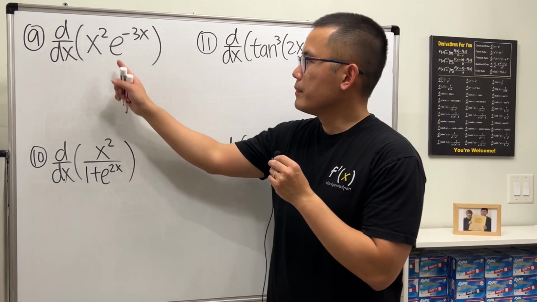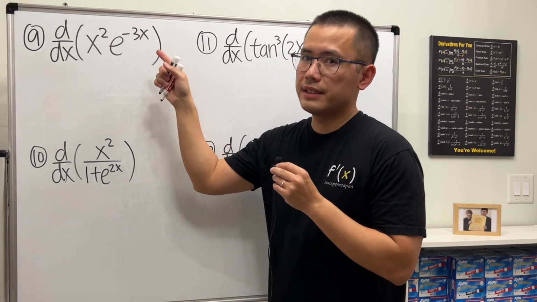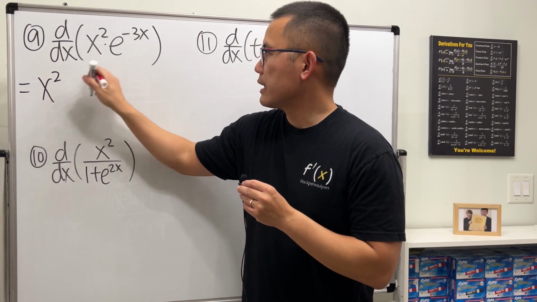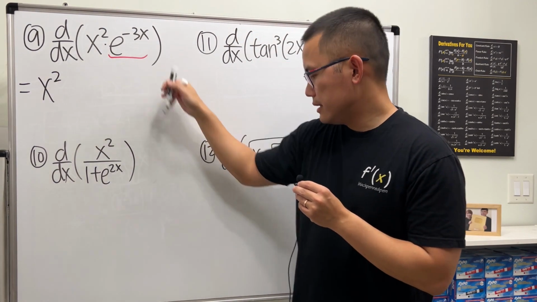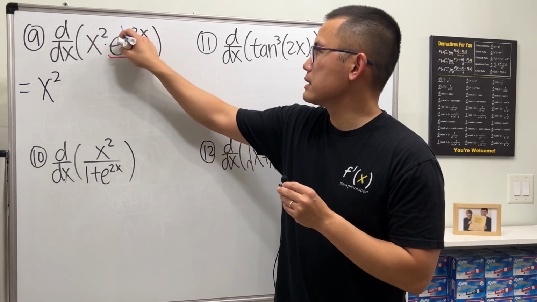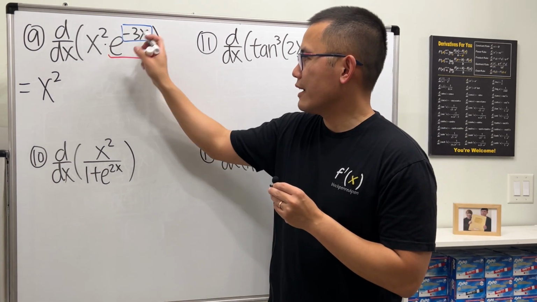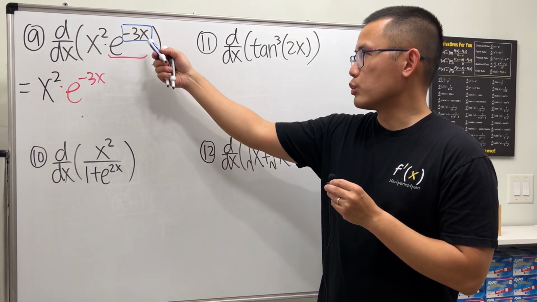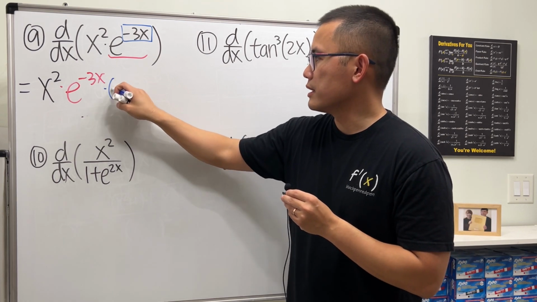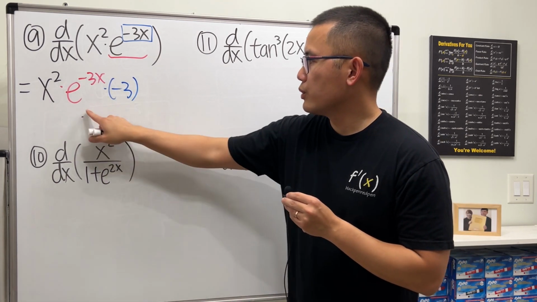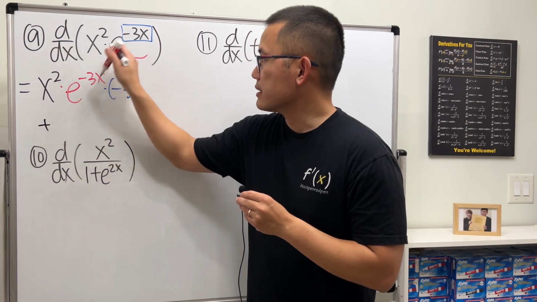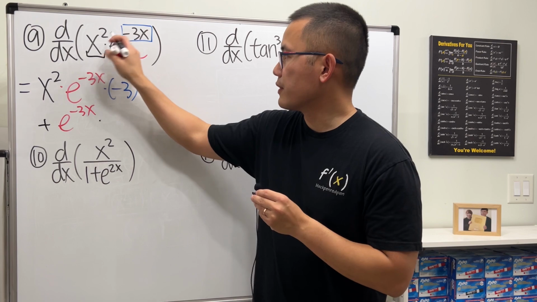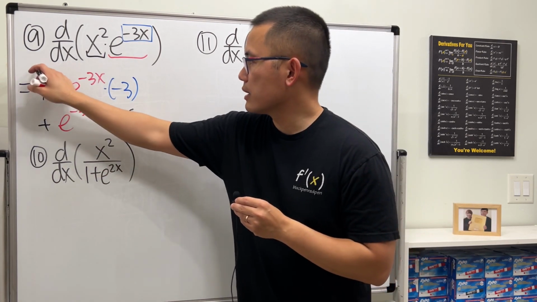All right, for number 9, x squared times e to the negative 3x. Product rule. I'm going to keep the first function times the derivative of the second, and this is e to a box. So we first have that, e to the negative 3x, and then we multiply by the derivative of negative 3x, which is just a negative 3. And then we are going to add the second function, which is e to the negative 3x, and we multiply by the derivative of the first, and that will give us 2x. So that's the answer for that.